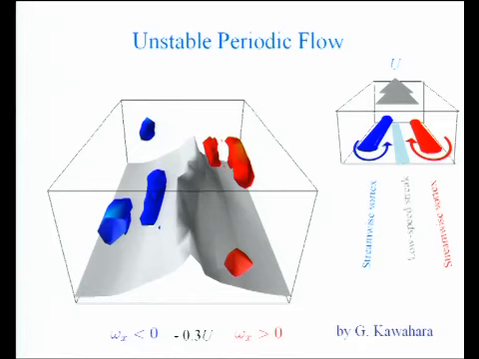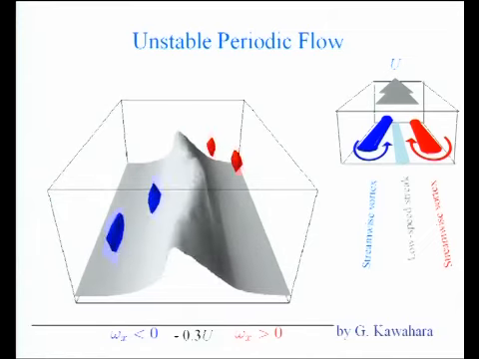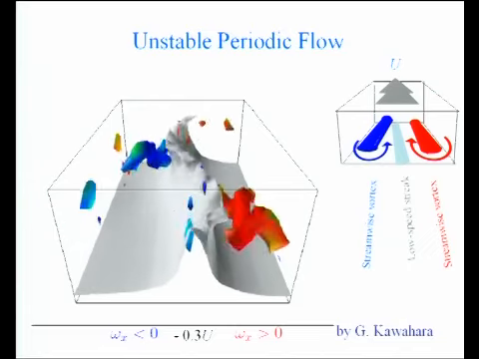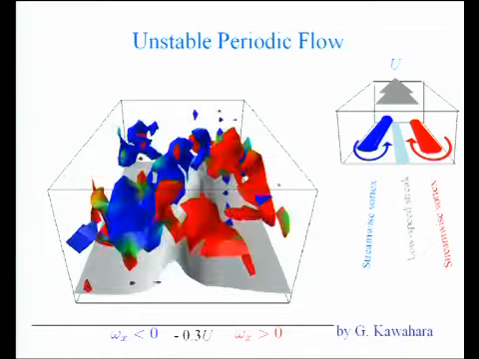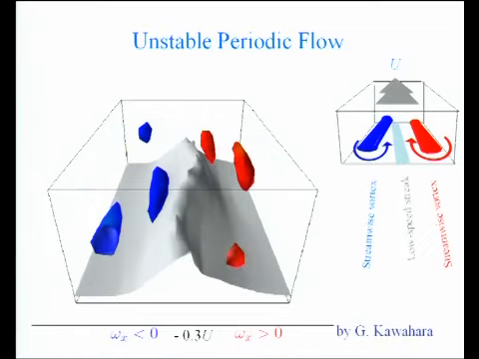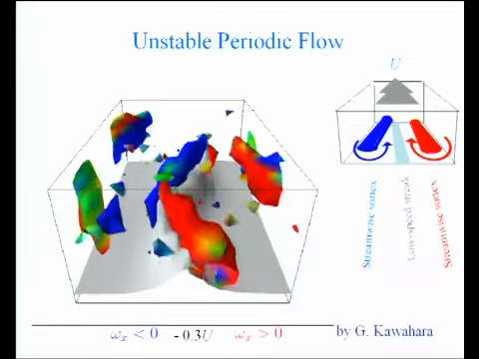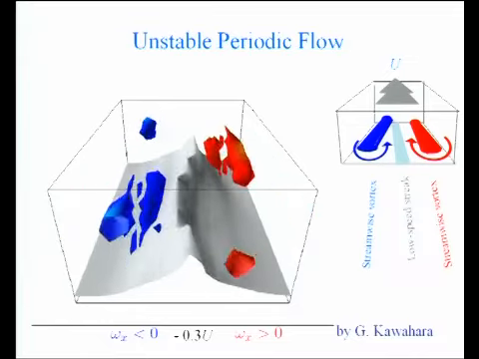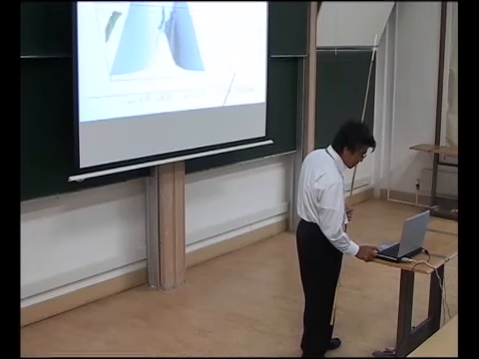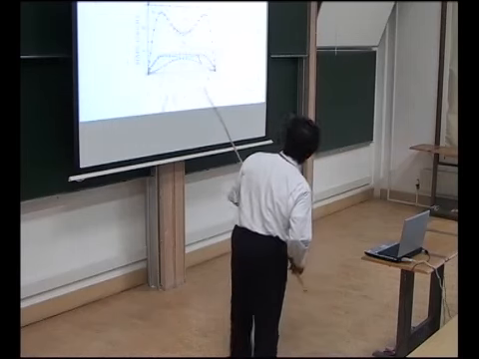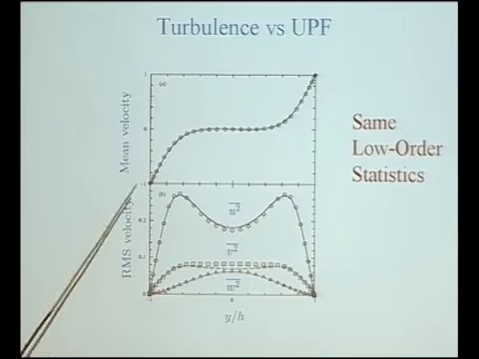And this is the unstable periodic flow with the same Reynolds number. I forgot to explain this: gray is the iso-surface of constant velocity, and red and blue represent vortices. This behaves very similarly to the turbulence simulation. But this case is exactly periodic, so it repeats forever.